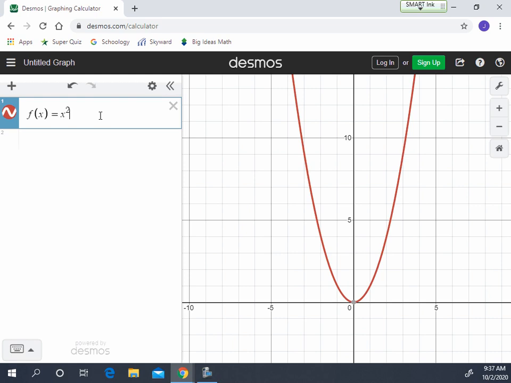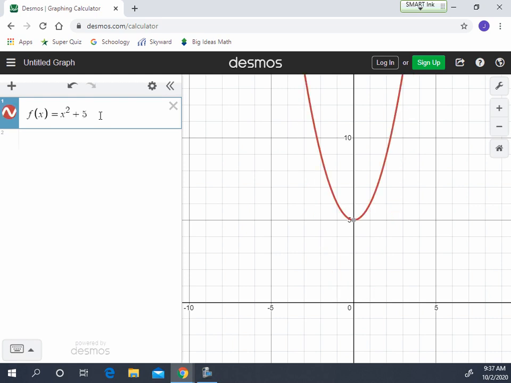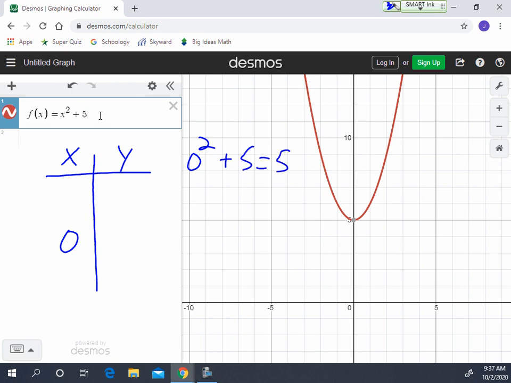Okay, let's do x squared plus 5. So again, I'm going to start with my x and y. I'm going to start with 0 in the middle. 0 squared plus 5, that's going to equal 5. 0 squared is 0, plus 5 is 5. There's my vertex right there. So when x is 0, y is 5.